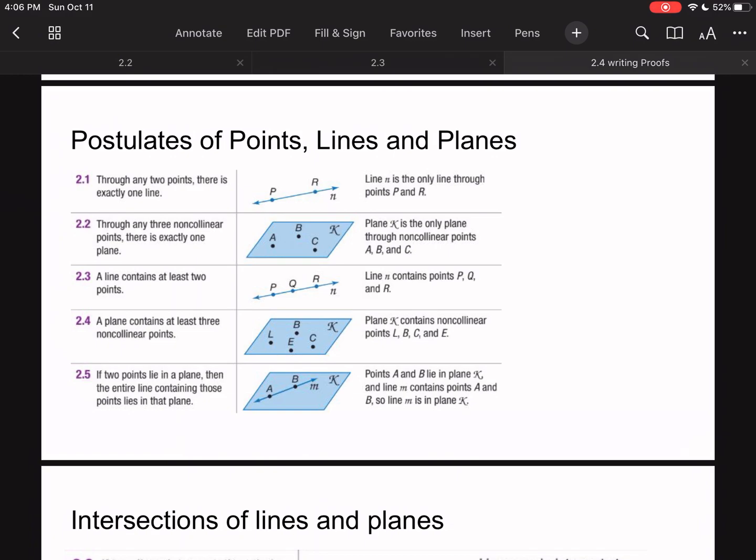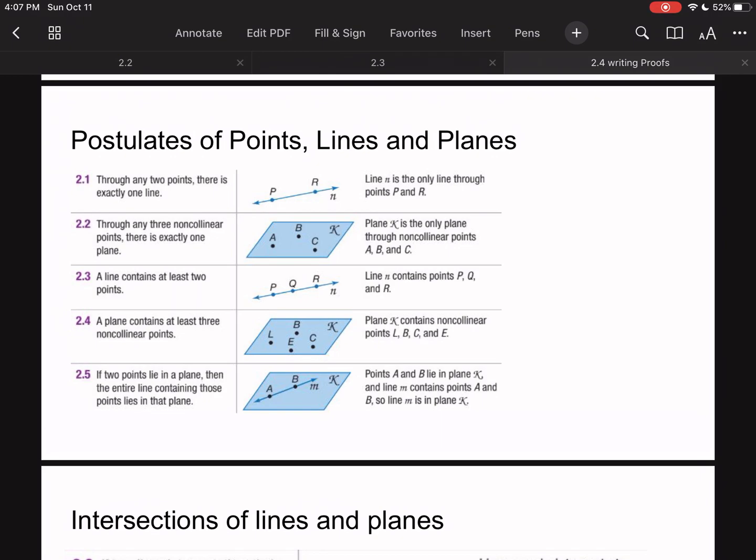We're going to go over a couple of them for points, lines, and planes today, so please follow along in your notes and fill these out. But these are basically essentially definitions of what things are. So through any 2 points, there's exactly one line. So a line is made up of at least 2 points, and through any 2 points, there's only one line.